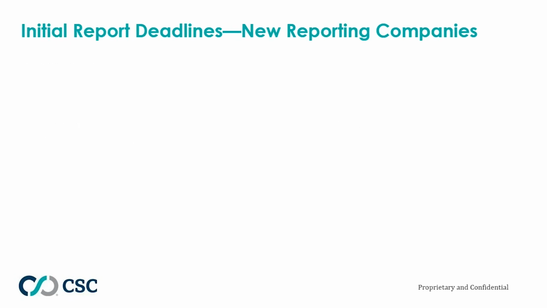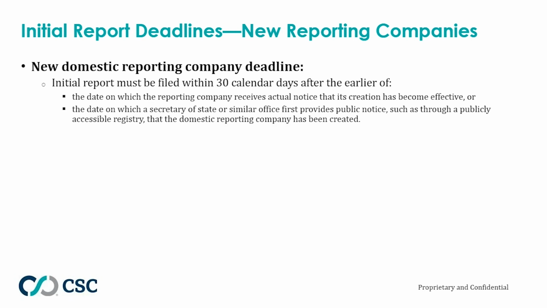The deadline is shorter, however, for new reporting companies. These are companies that were either first formed on or after January 1, 2024, or are first registered to do business in the U.S., if it's a non-U.S. reporting company, sometime on or after January 1, 2024. For these types of entities, the Corporate Transparency Act and the regulations to implement it require a new domestic reporting company to file its initial report within 30 calendar days after the earlier of one of two events.